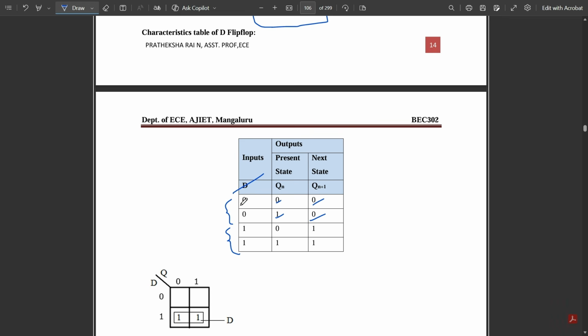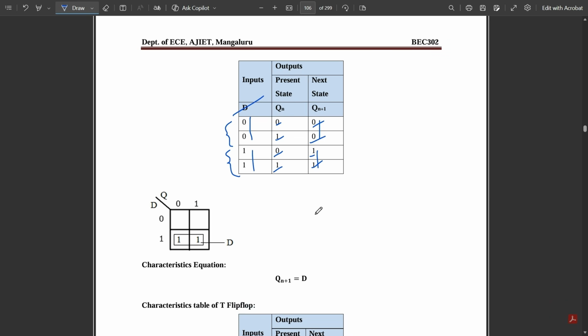So you see here, when the data is 0, for both 0 and 1, the next state output would be 0. Similarly, in the next case also, for 11 here, when the output is 0, the next state output would be 1. And for the next case, when the output is 1 in the present state, the next state output would be 1. Okay, so whatever data input is provided here, the same would be the output for the next state. Okay, so with respect to this, now build a K-map here.